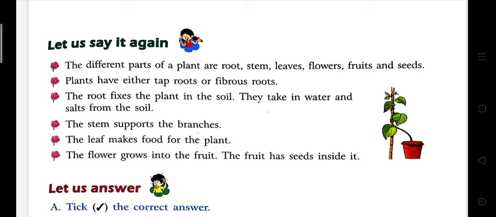The root fixes the plant in the soil. They take in water and salt from the soil.